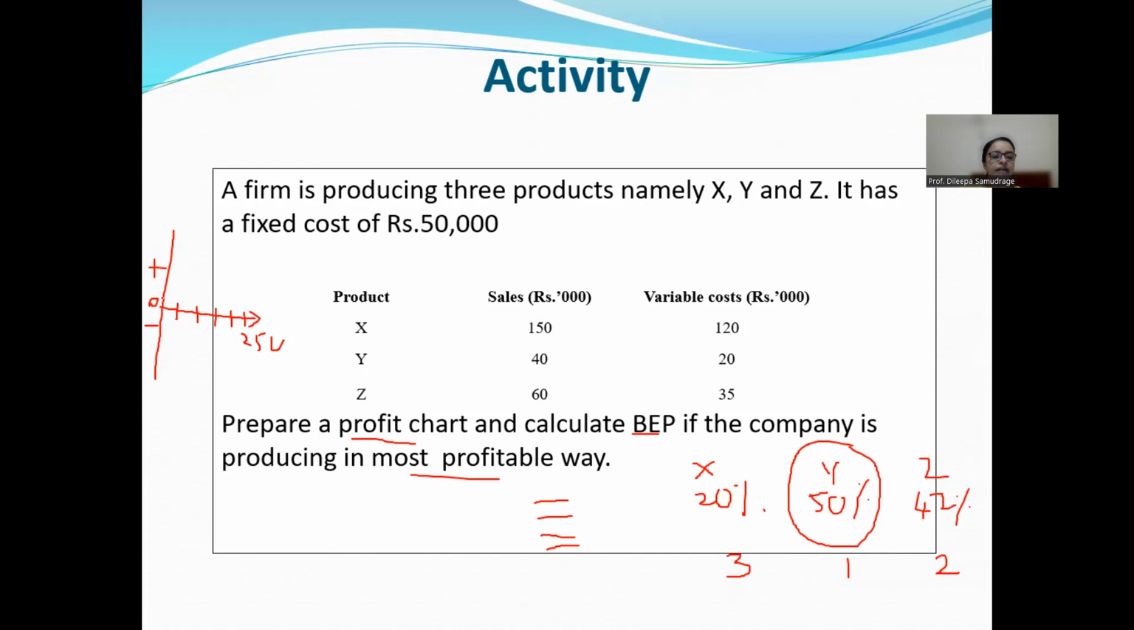draw a graph, right? So this side, 10, 20, 30, 40, 50. So this side also 10, 20, 30, 40, 50, right? So that is your profit or loss area, right? Loss areas. So this side, x-axis, sales in rupees. So write down 25, 50, 75 like that. This axis, 25, 50, 75. So likewise, go up to 275.